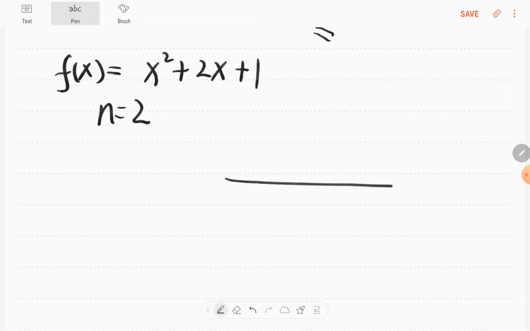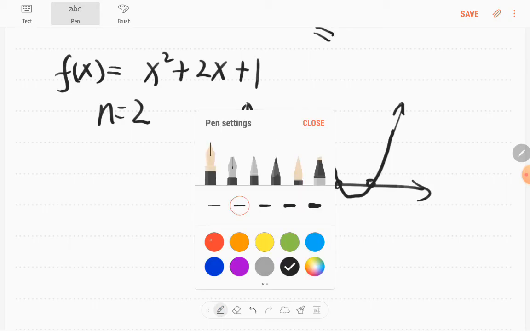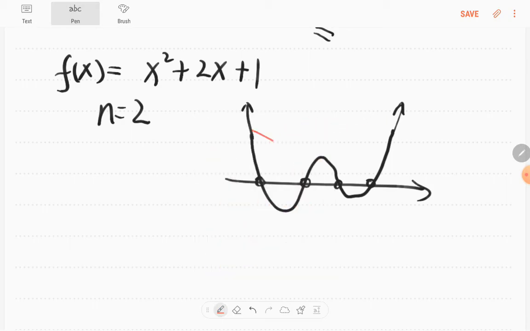But this will never happen. So this is the even, so this is the above x-axis and above x-axis, but this will never happen. Which intersect x-axis 4 times. It is impossible.